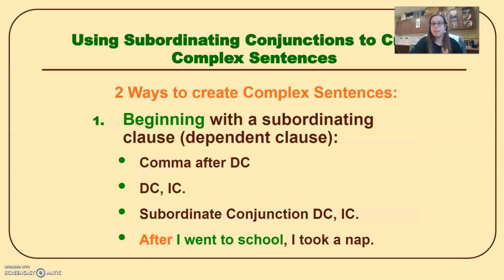So looking at this example, after I went to school, comma, I took a nap. So after I went to school is our dependent clause. After is the subordinating conjunction. After I went to school is the dependent clause. I took a nap is the independent clause. Because if I came up to you and said, I took a nap, you'd be like, cool, good for you. If I came up to you and I said, after I went to school, you'd be like, so what? What happened after you went to school? Right? It kind of leaves you hanging there.